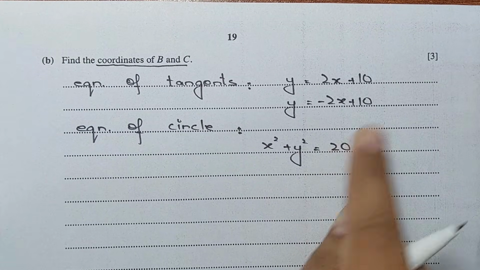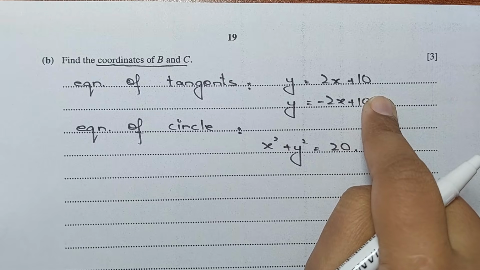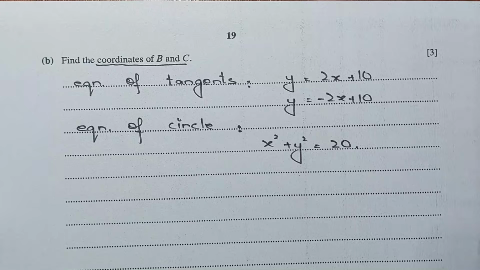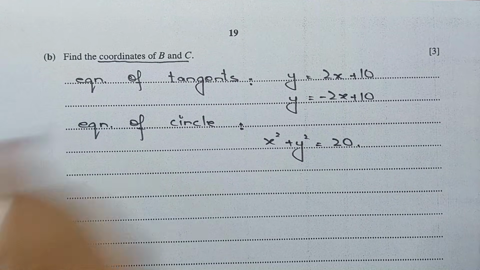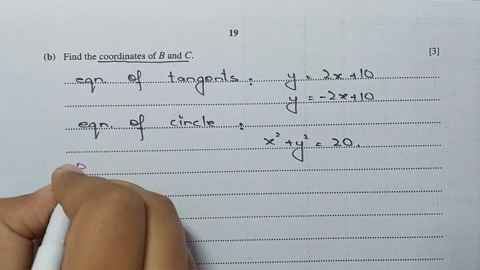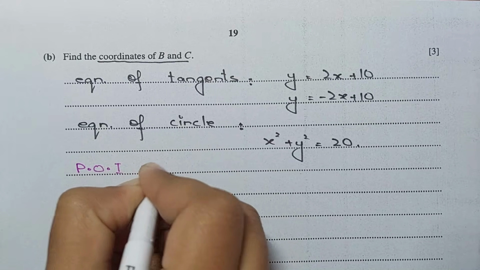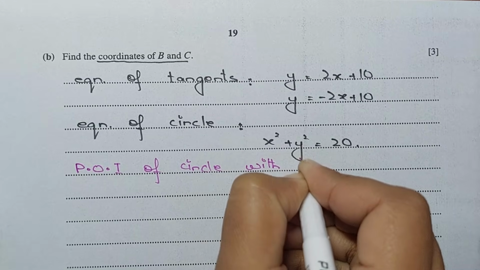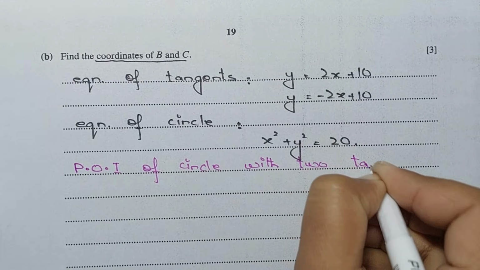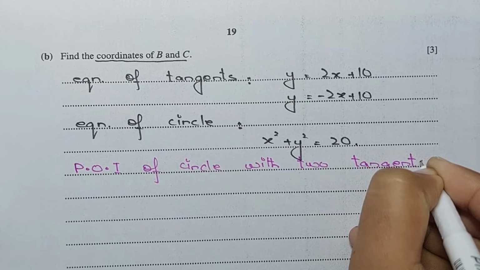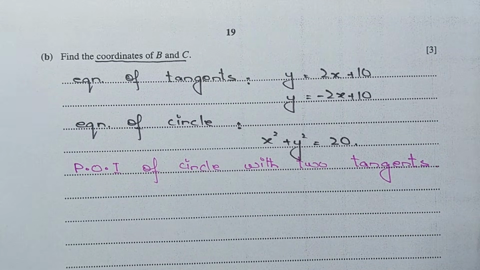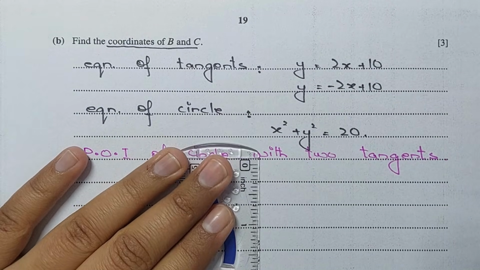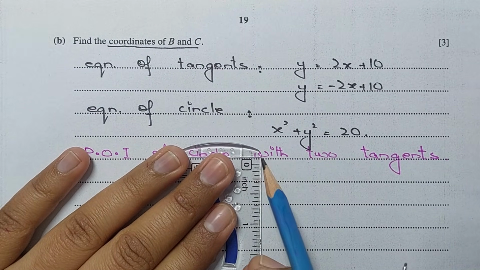Now when the circle intersects these tangents, you will get the points of intersection of the circle and the coordinates of B and C, right? So we can find the points of intersection of the circle with the two tangents. Let me do both things side by side, if I can just draw the margin line between them.